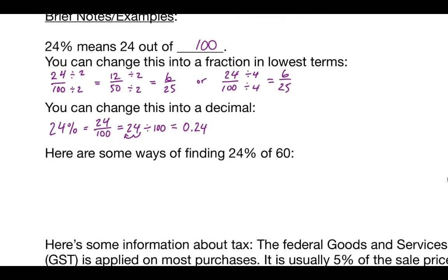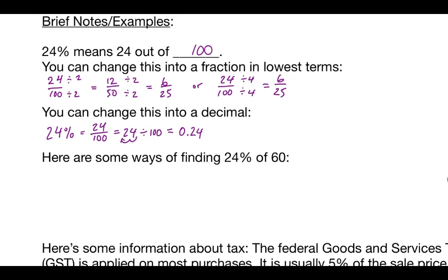So working with a percentage and changing it into different forms makes it easy to figure out percentages of numbers. And this is something we're going to be doing a lot of in the financial math unit. And so if we want to find 24% of 60, here are a few different ways. One way is to write the 24% as 24 out of 100. And then you're just looking to figure out what it is out of 60. So that's our goal.